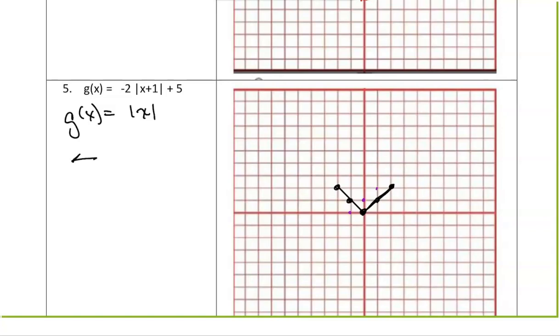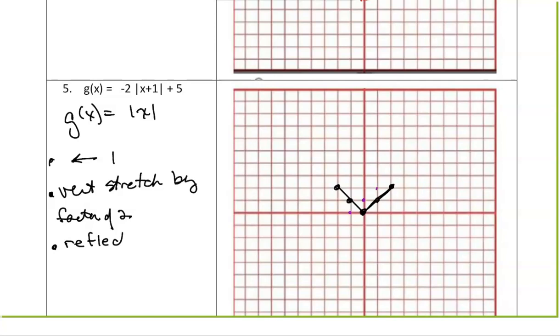So I'm going to the left 1. I'm going to do a vertical stretch by a factor of 2. Okay, so I've got 2 things so far. Then that negative tells me to reflect over the x-axis. And lastly, I'm going to say up 5. Okay, so we're going to take this.